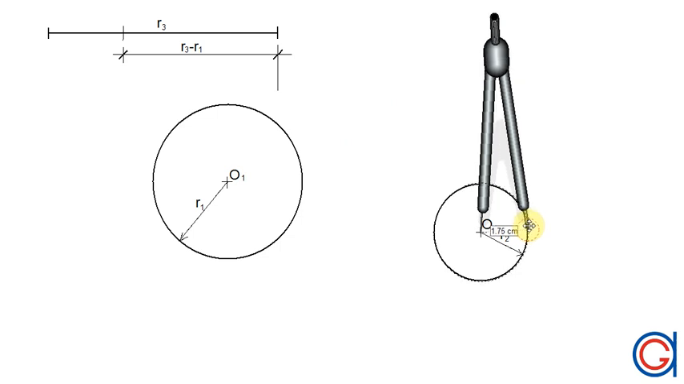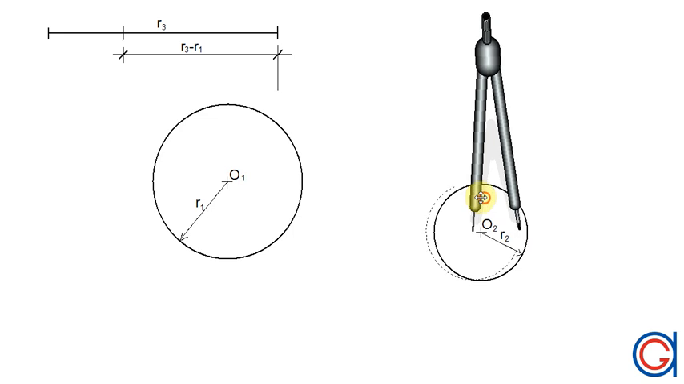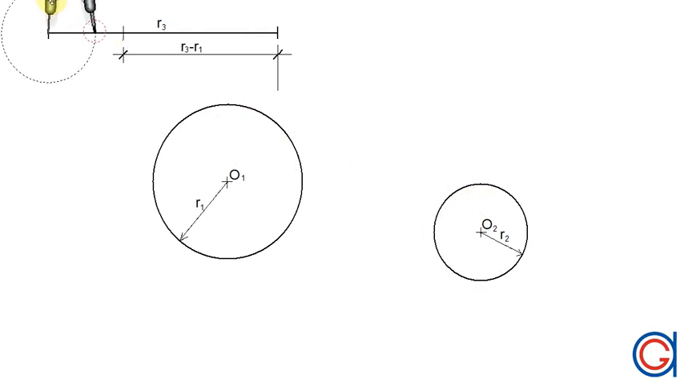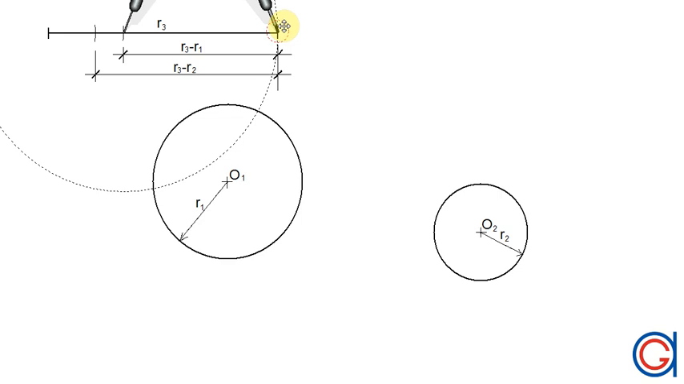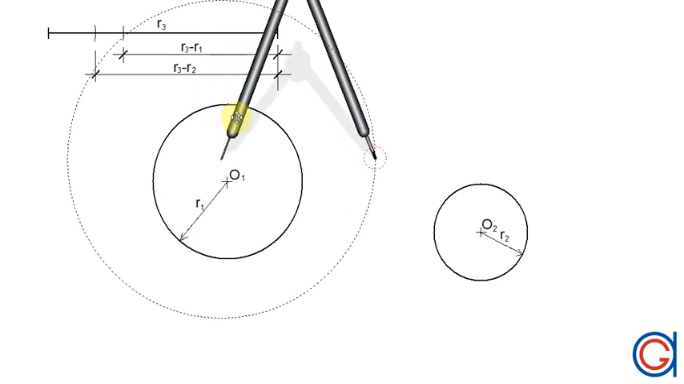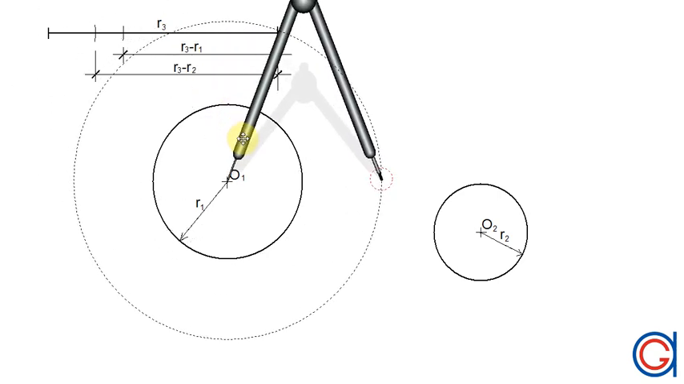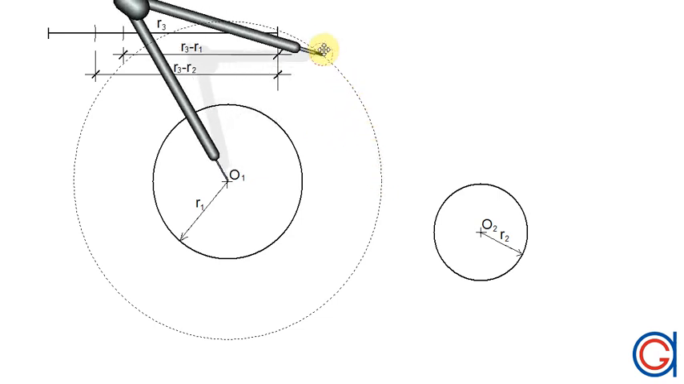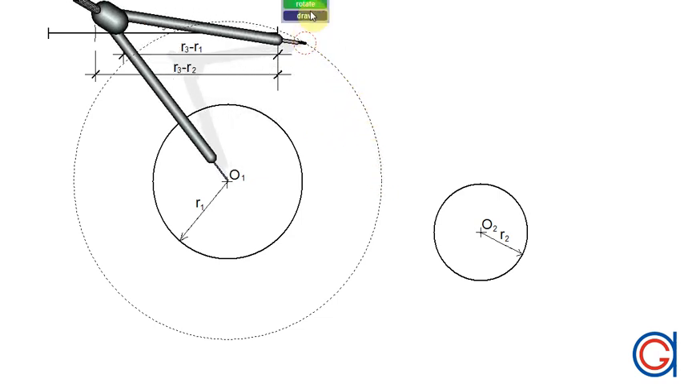So now we are going to repeat this process with radius R2, obtaining radius R3 minus radius R2. So now, setting the compass to the length R3 minus R1, and centering on the circle O1, we are going to draw another circle as shown here.